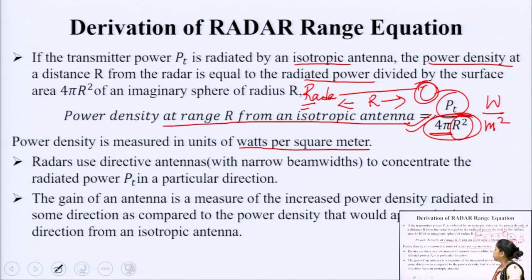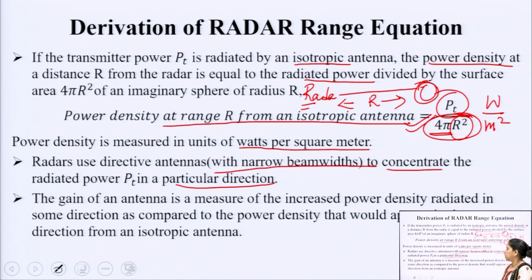Now radar uses a directive antenna with narrow beam width to concentrate the radiated power PT in a particular direction, as I have told you. But this is not the normal application of a radar. Here we are talking about the generalized form of a radar, that's why the statement of isotropic antenna is a must.